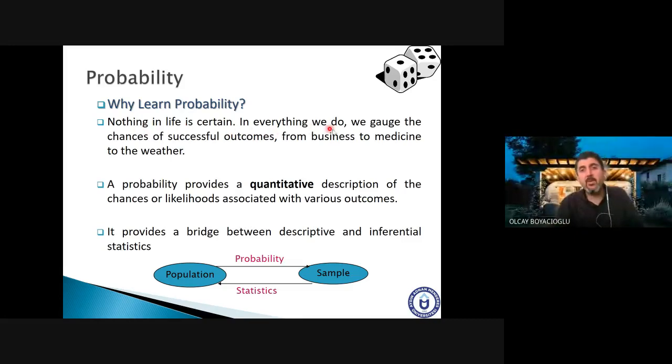And in everything we do, we gauge the chances of successful outcomes. Gauge means measure. From business to medicine to the weather, for example, you look outside today and ask, is it sunny or is it going to rain? Depending on your answer, you will take your umbrella with you or not. So you look at the weather, see that it's sunny outside, and say it's probably not going to rain today, so you leave your umbrella at home.